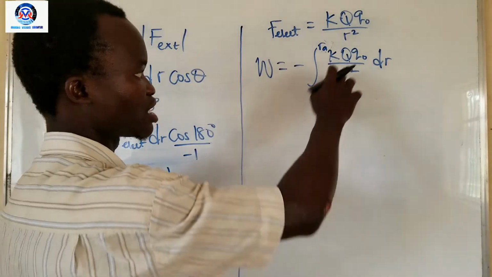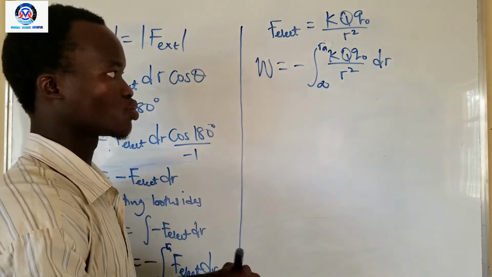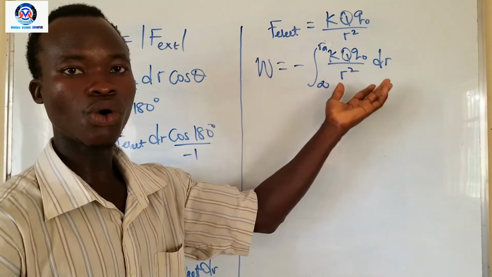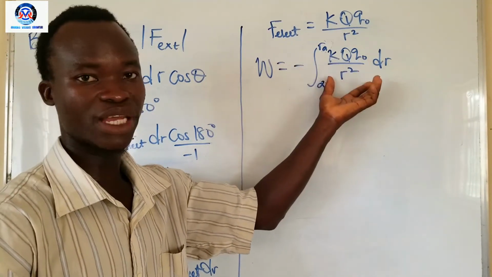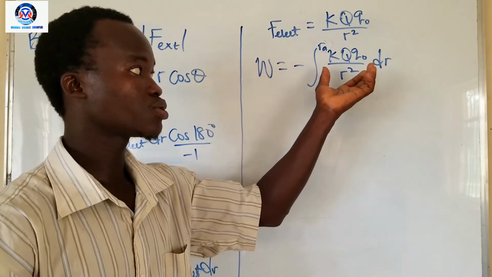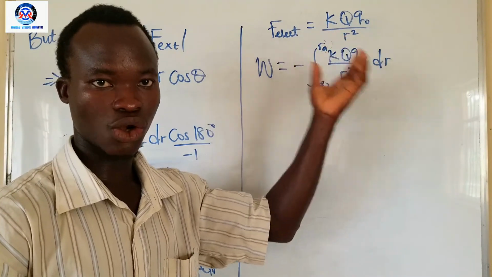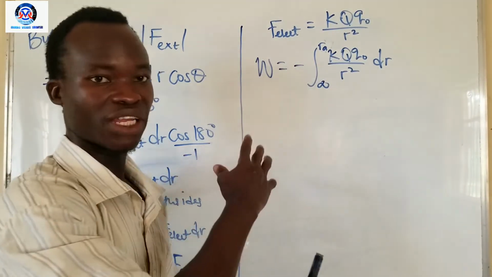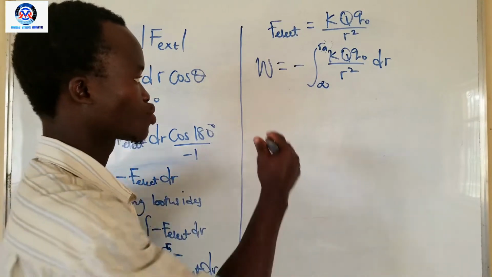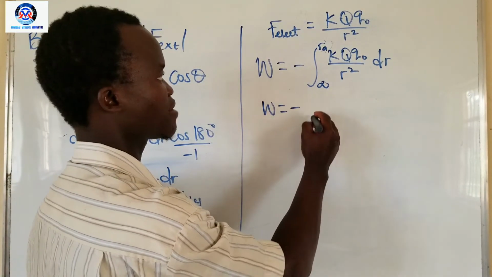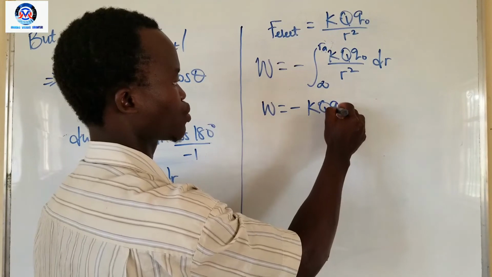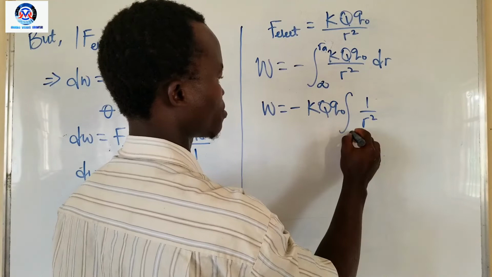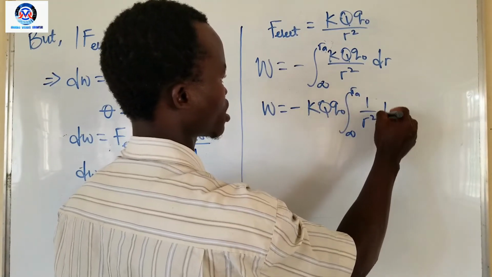So now, the expression here, we want to integrate this with respect to R. So we are to leave the variable R alone. Every other letter that is not R will serve as a constant. So we are going to bring every other letter which is not R out of the integral to serve as a constant. So our work done is equal to negative K capital Q naught integral of 1 over R squared from infinity to RA dr.